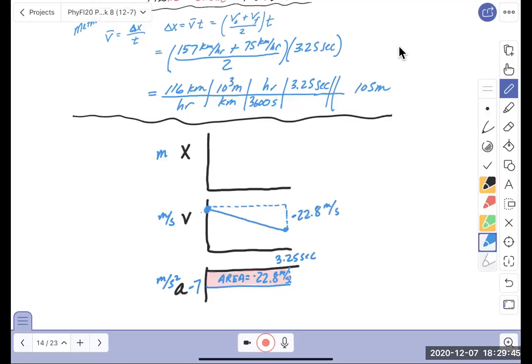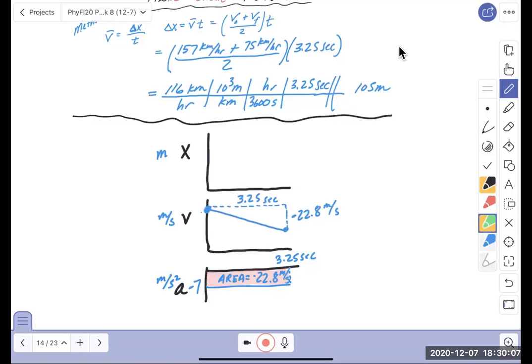We say that this area equals accumulation, right? And the area on the integral is the accumulation. Well, here I'm accumulating negative area because it's slowing down. So I know that for this now, to solve this, this is 3.25 seconds. This is -22.8 meters per second is how much it lost.